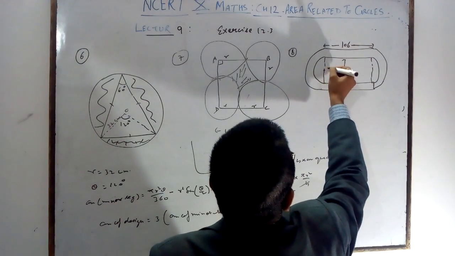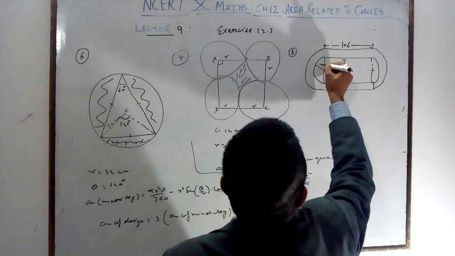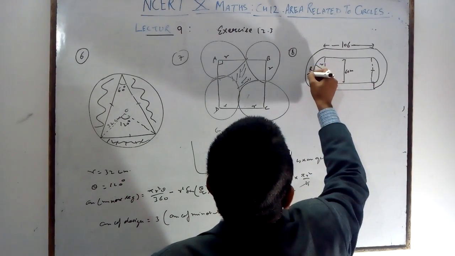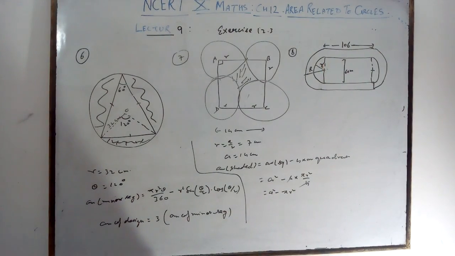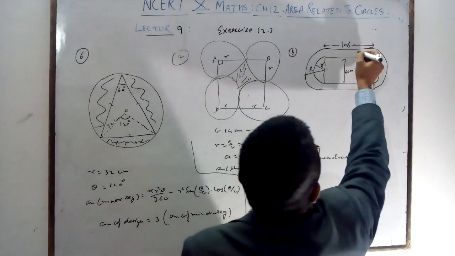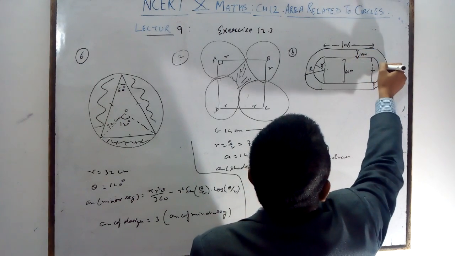Here is a center, so one radius you are getting, this small r. And the park width is given: 10 meter wide all around. A 10 meter wide path, like the class 8 question.